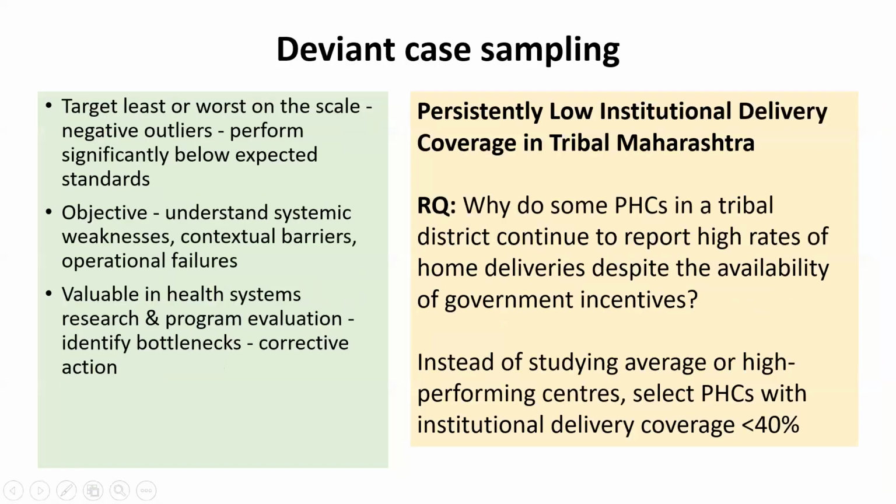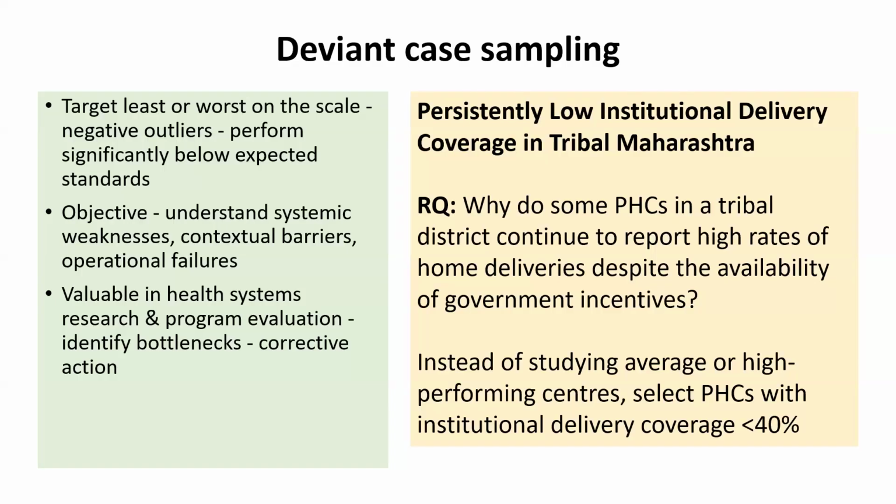So the deviant case sampling means you want to target the least or the worst on the distribution. So these are negative outliers and they perform significantly below what is expected. Now here, when you say that I am going to choose the deviant samples, that is the negative extremes, your objective will be to understand what are the barriers, what are the systemic weaknesses, what are the failures, and what are the factors which are contributing to these failures. And such kind of sampling is important when you want to find out bottlenecks, barriers, and then suggest corrective action.